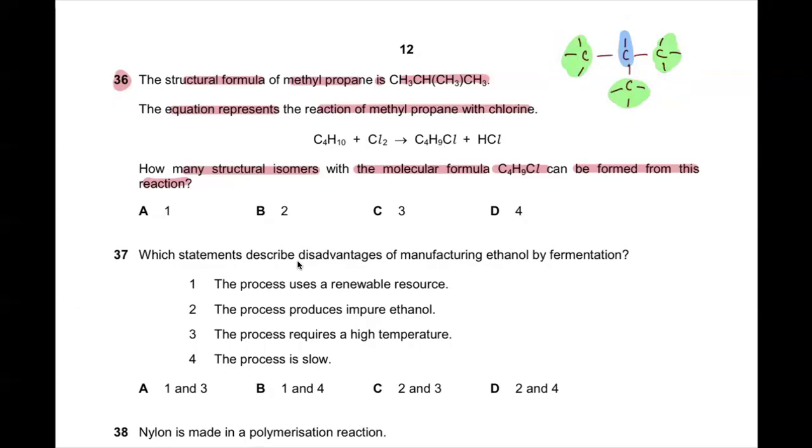So if there are 2 structural isomers, it's B, it means A, C, and D go wrong, and B is the correct answer.